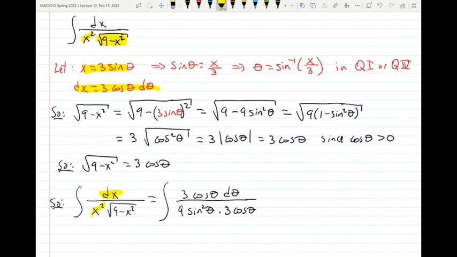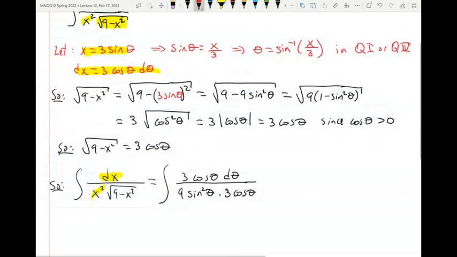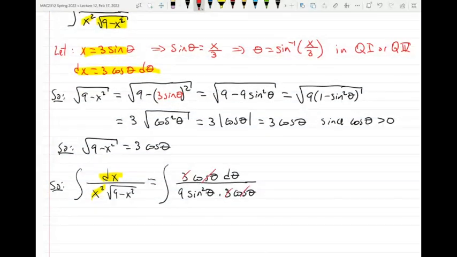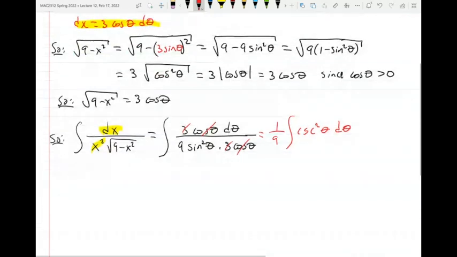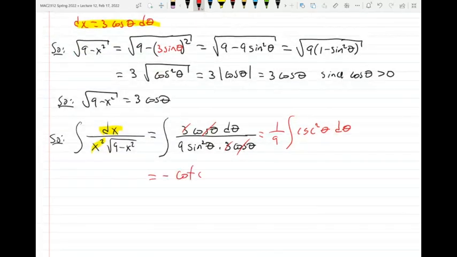Do you understand this? So now instead of x, we have theta. So this is now a trigonometric integral. We already computed this last time, so let's just do it quickly. So we get 1 over 9. And then 1 over sine squared becomes cosecant squared. And the integral of cosecant squared is negative cotangent, right? So this equals negative cotangent over 9. So negative 1 over 9 times cotangent of theta.